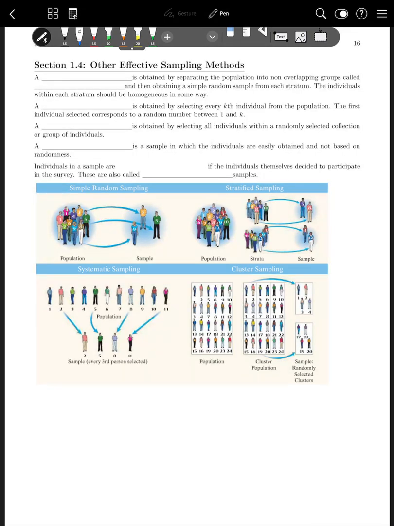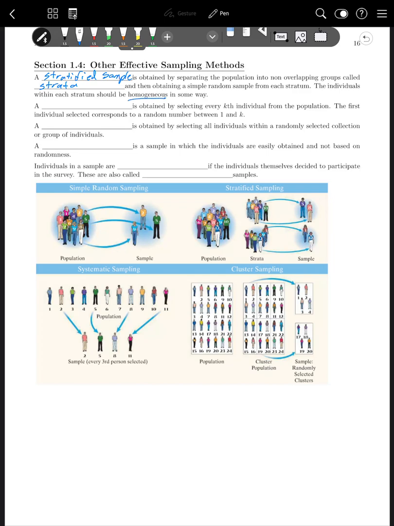So let's go ahead and talk about these. A stratified sample is obtained by separating the population into non-overlapping groups called strata, and then obtaining a simple random sample from each stratum. The individuals within each stratum should be homogeneous in some way, so they should be the same in some way.